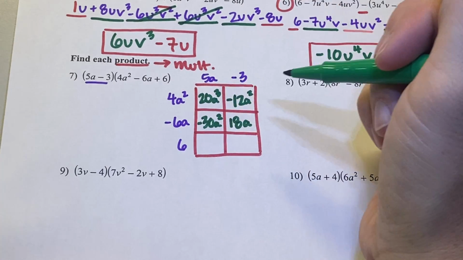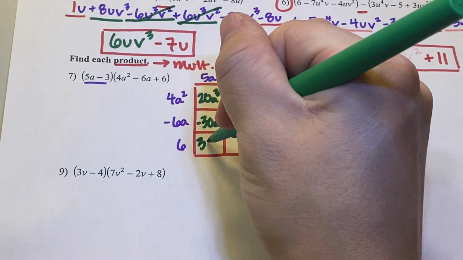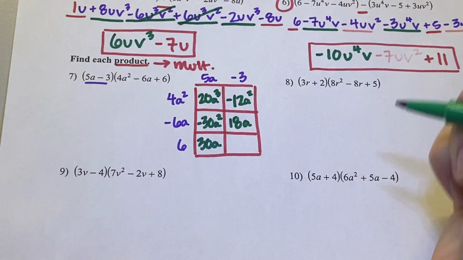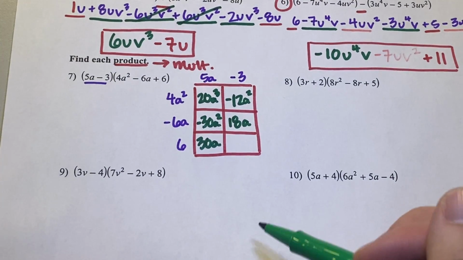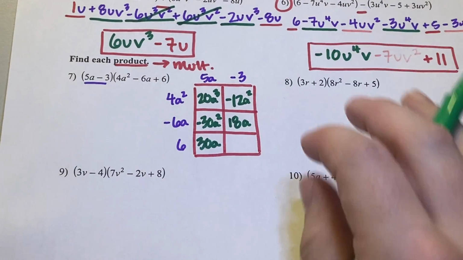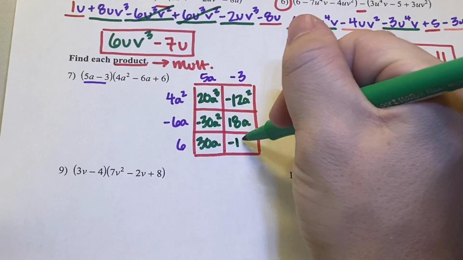5 times 6 is going to give me what? 30. And there was another just 1a, so 30a. Okay, and my very last box, finally, -3 times 6. -18. Nice.